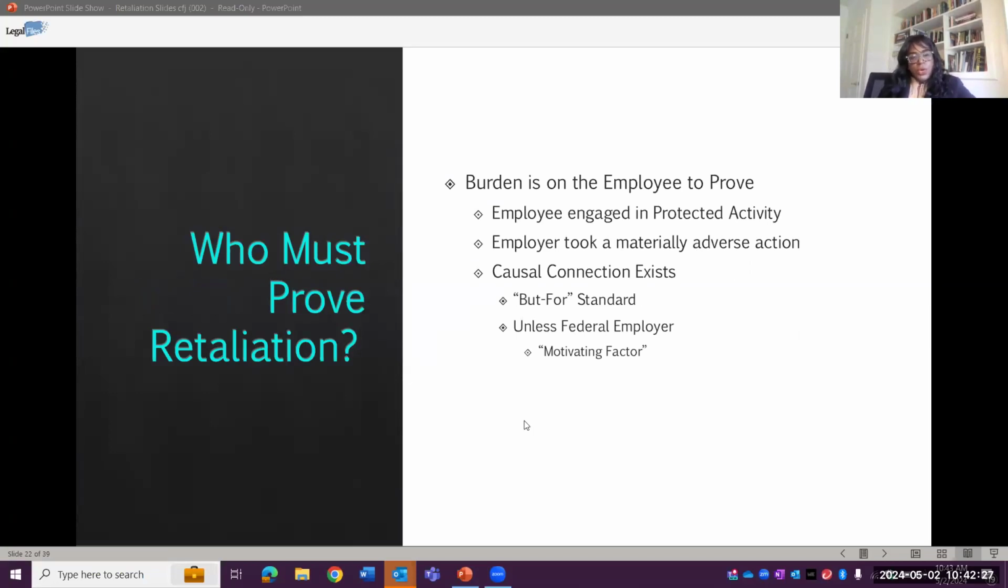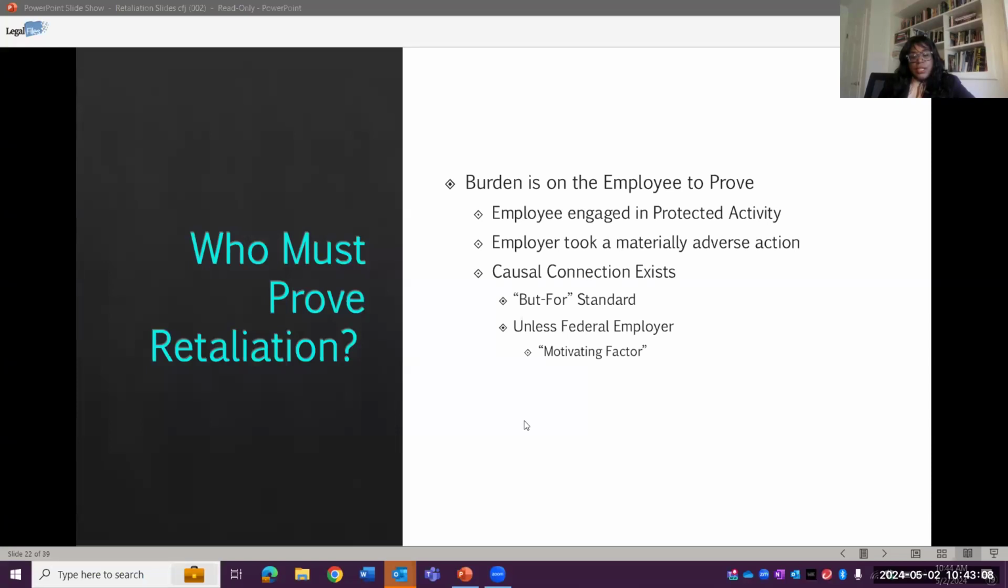So who must prove retaliation? The burden is on the employee to prove that retaliation has occurred by proving the elements of the prima facie case that I talked about before, which again is the employee engaged in protected activity, the employer took a materially adverse action, and a but-for causal standard that I previously mentioned, in which a causal connection must exist. So a materially adverse action does not violate the EEO laws unless there is a causal connection between the action and the protected activity.